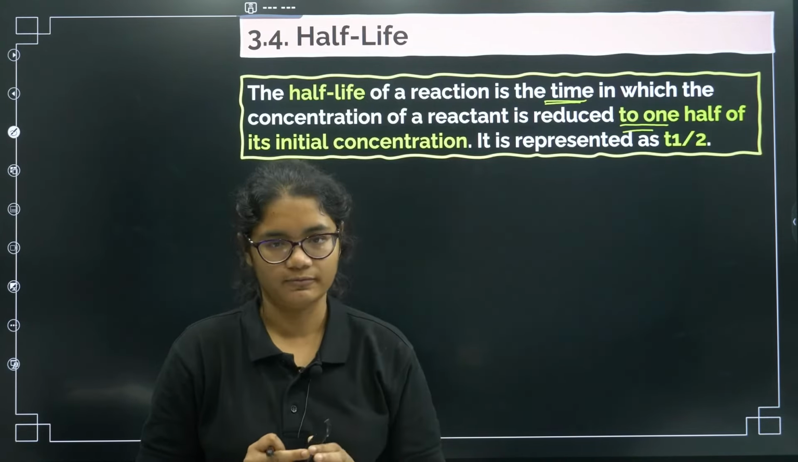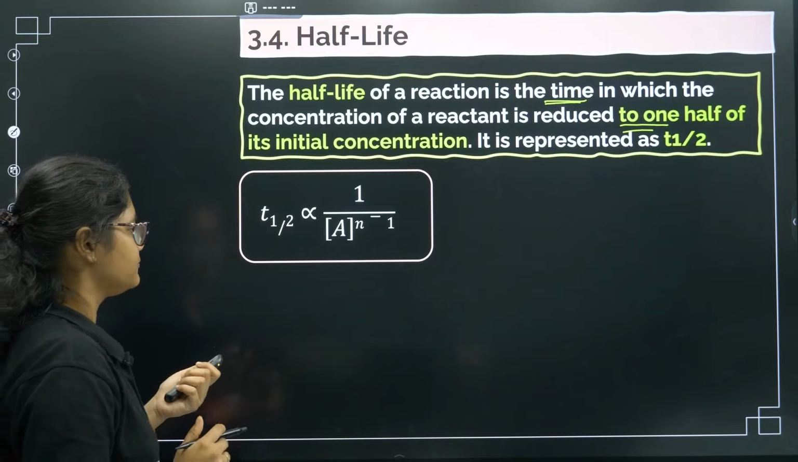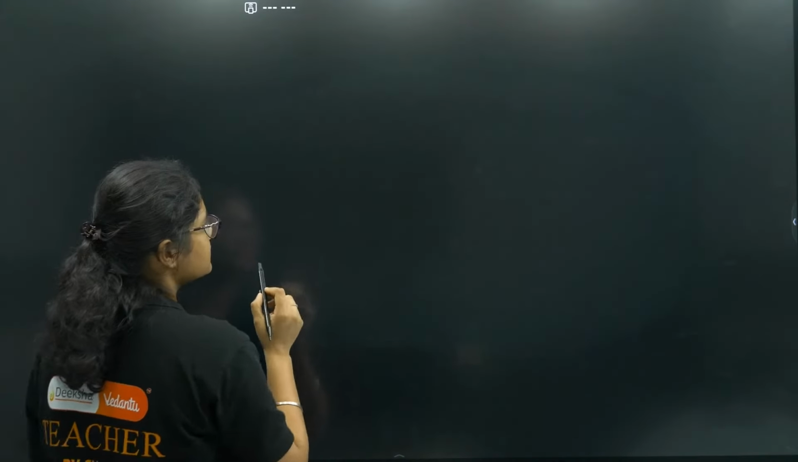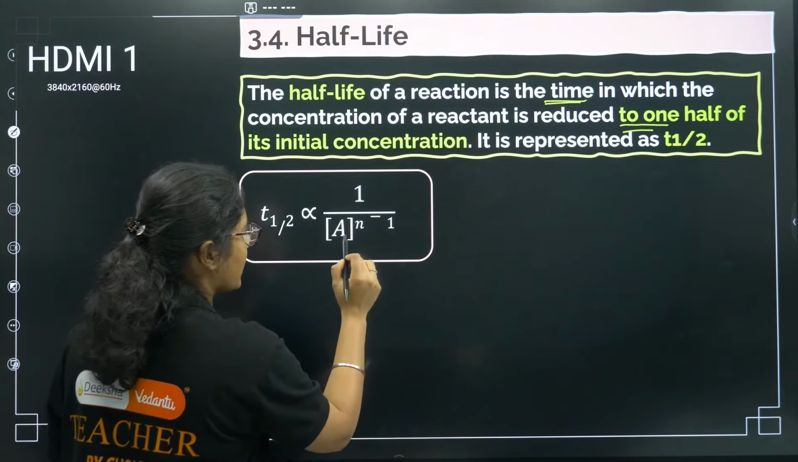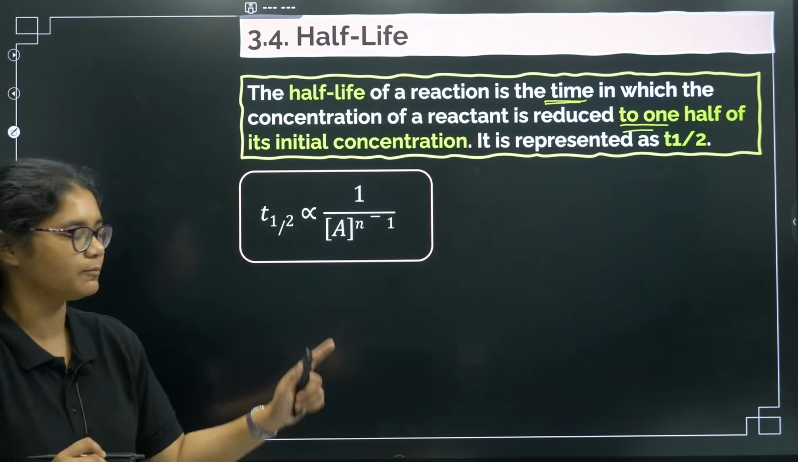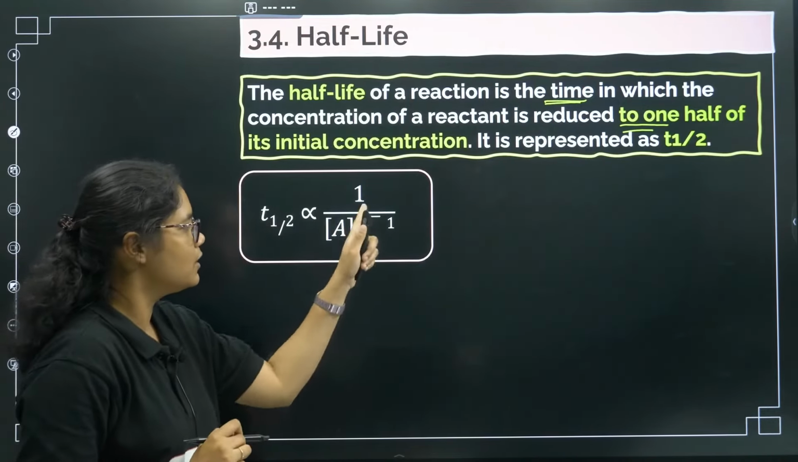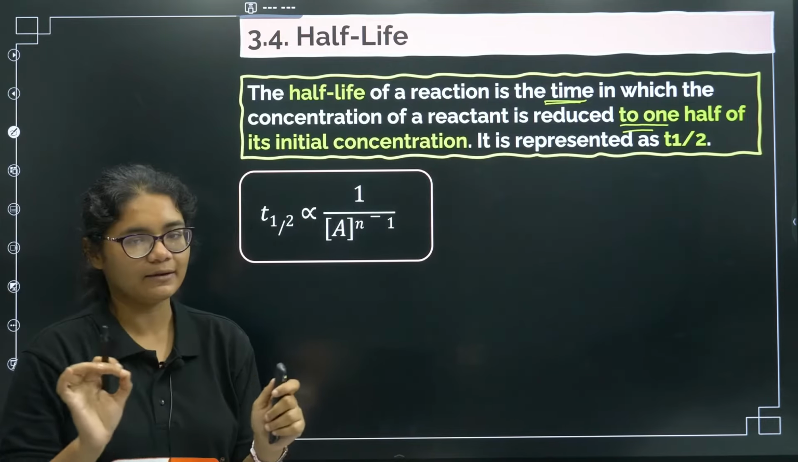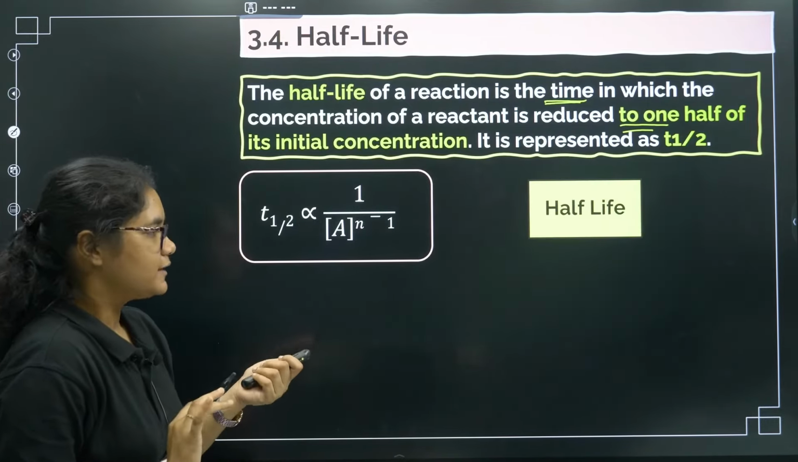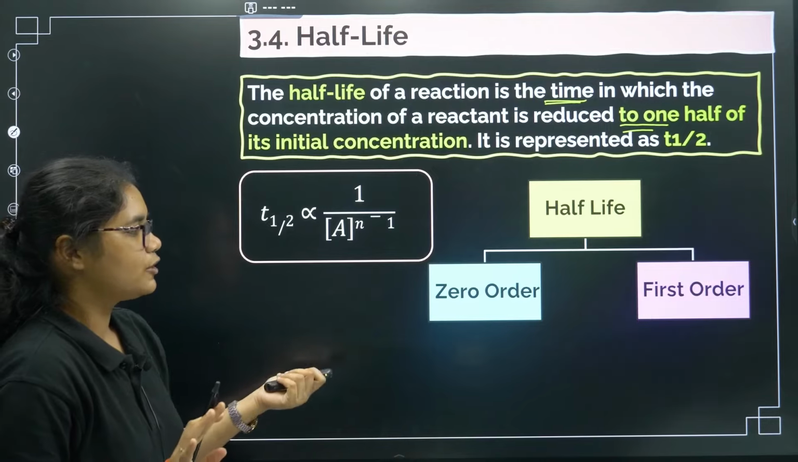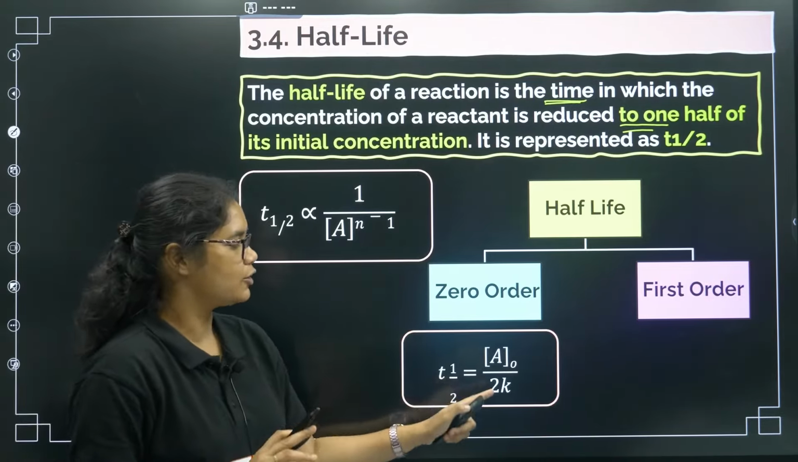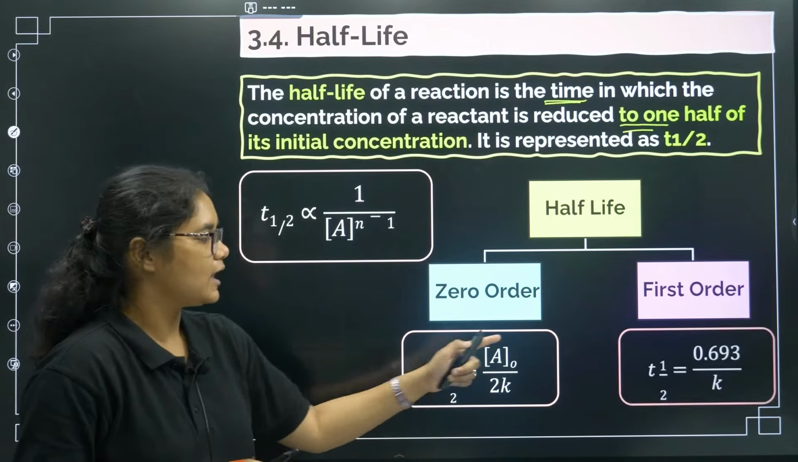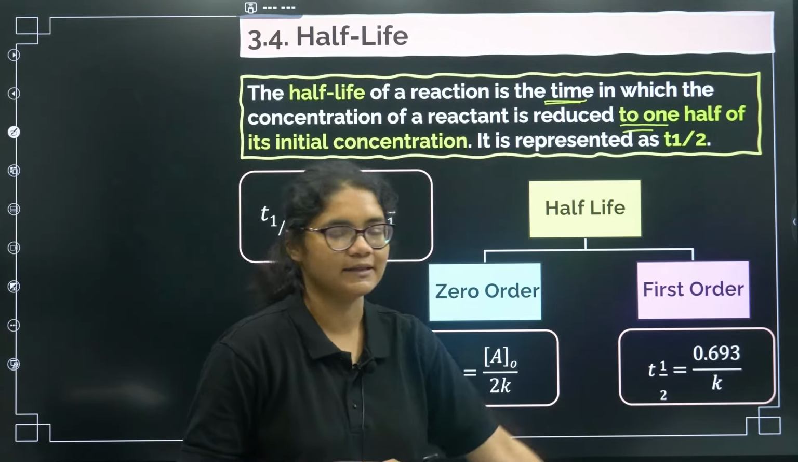It is represented as T half. Now you need to know that half-life is proportional to 1 by A to the power of n minus 1. The proportionality: T half is proportional to 1 by A to the power of n minus 1. Next we have half-life for 0th order and half-life for first order. I'll tell you the expressions directly. T half for 0 order is A naught by 2K and T half for first order is 0.693 by K.